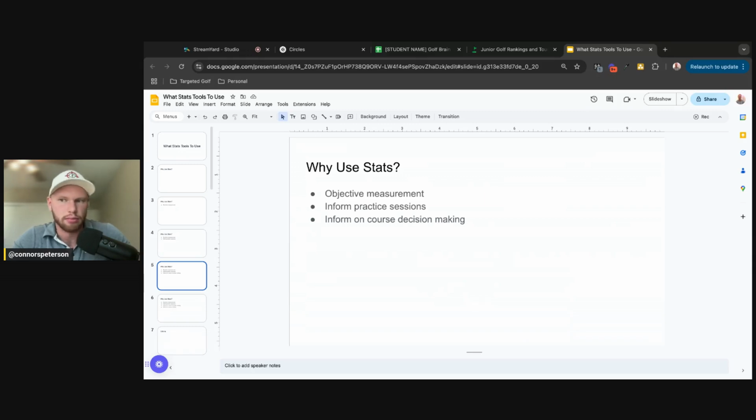Well, you've just taken your greens in regulation on par fives from 50% to 80%, and you didn't really have to do anything different. You didn't have to improve literally at anything, but now you're hitting one more green, a little bit more than one more green per round. And that's worth essentially a shot per round.